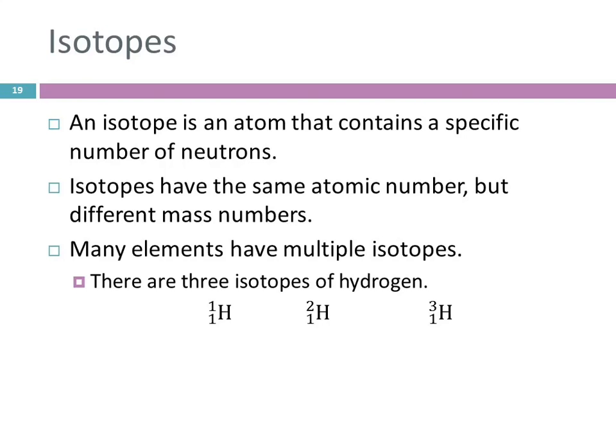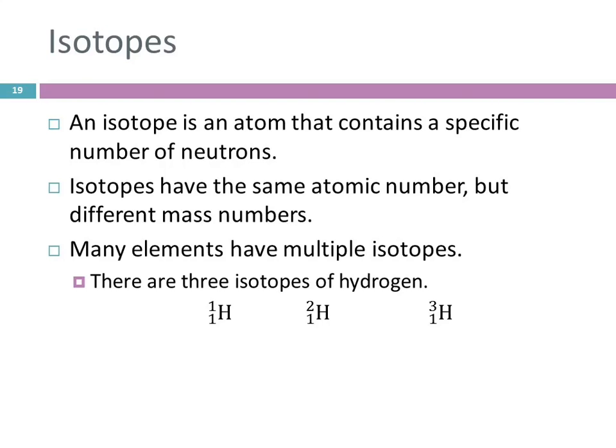Isotopes. Isotopes are atoms of the same element, but they have a different number of neutrons. And so they've got the same atomic number, the same number of protons. They are the same element, but one of them has a few more neutrons than the other. So their mass number is slightly different.